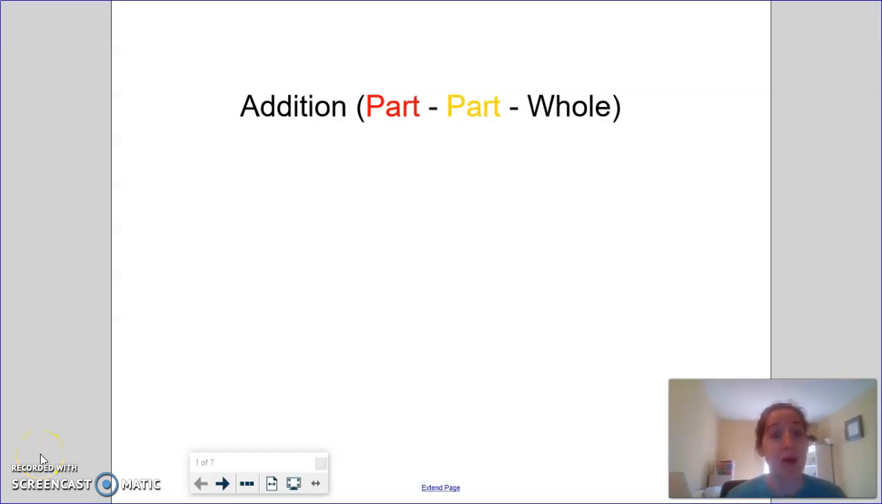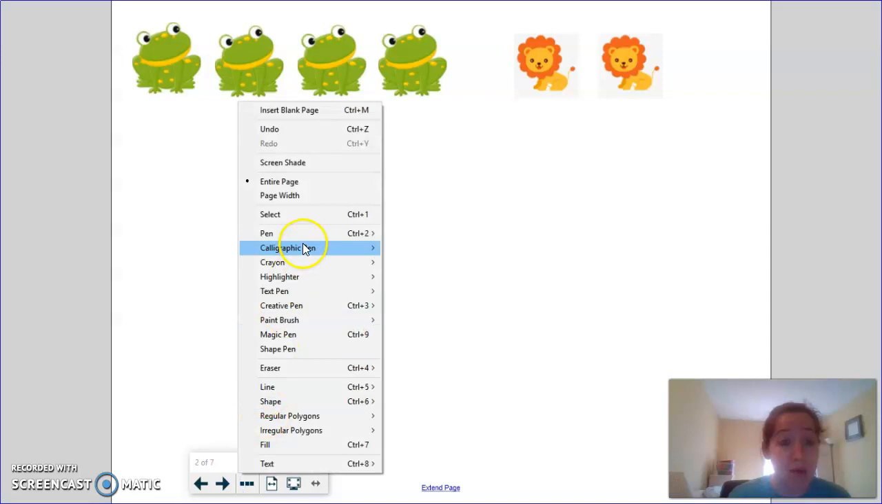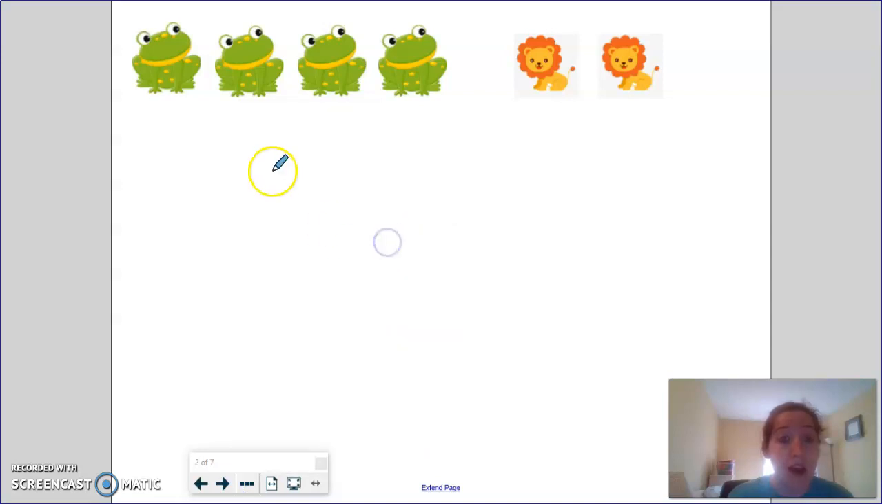Okay, today we're going to be working on addition in a different way. We're going to be using the words part, whole. Now we were doing addition the other day using our pictures to make an addition sentence. We used one set of pictures to make the first part, and then we used a second picture to make the second part.